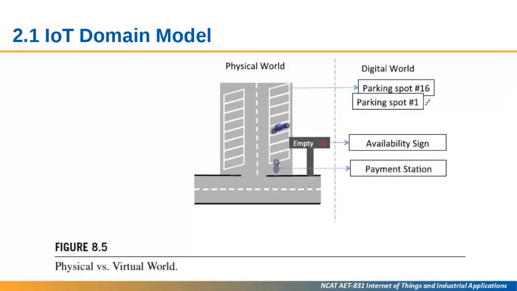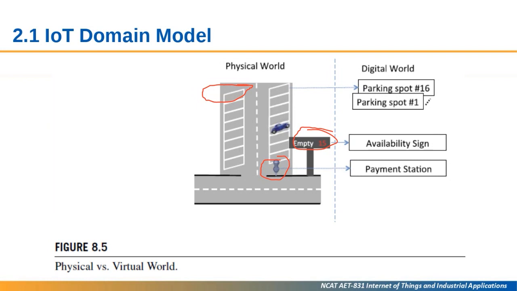You may have seen such scenarios nowadays. We can call it a smart parking lot. Basically there are 16 slots in the parking lot, and each slot has a sensor to indicate whether that slot has been taken by a vehicle. We also have a payment station, and there is an availability sign which can be viewed from the street. Basically, it shows how many empty slots there are.